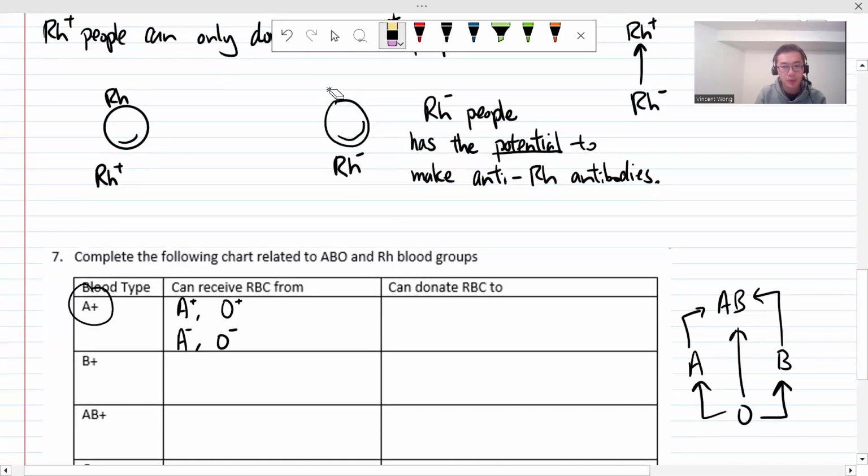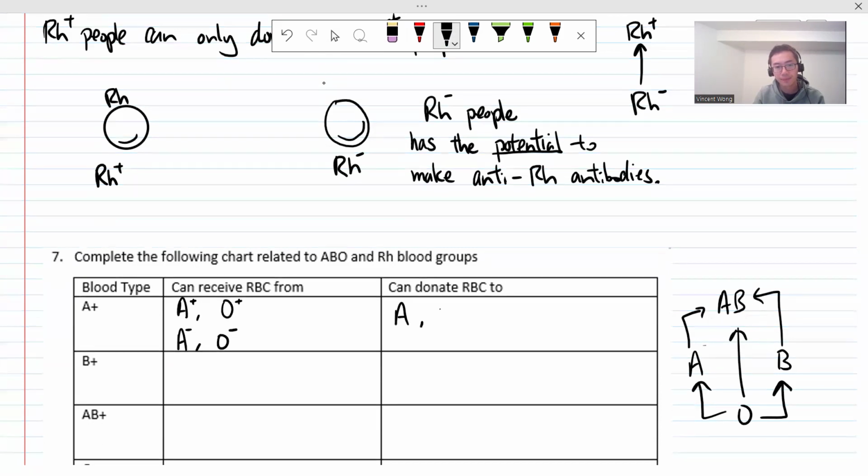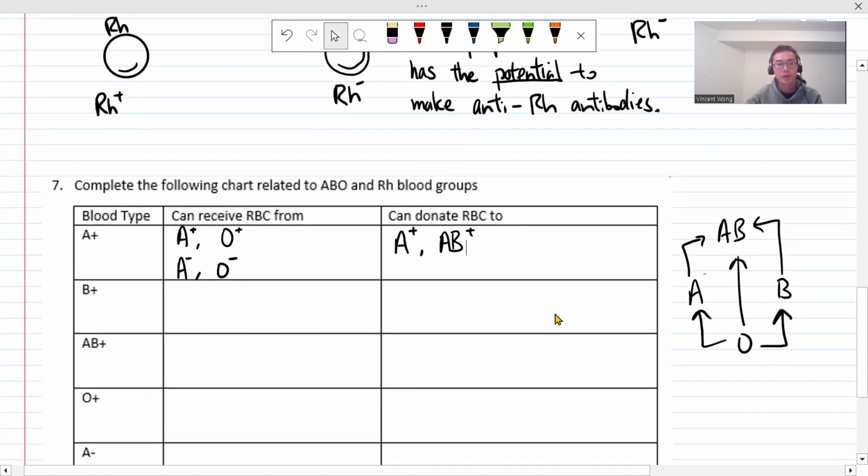Now, who can you donate to? Well, follow the ABO chart. A can donate to other A's, and A can also donate to AB, right? The person is positive, so you can only donate to other positives. Try the next 2 rows yourself. I'll take it up with you in a bit. If you have questions, please let me know.